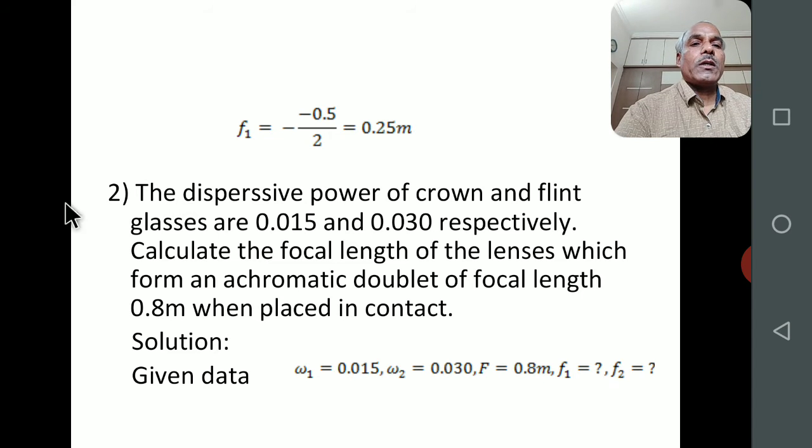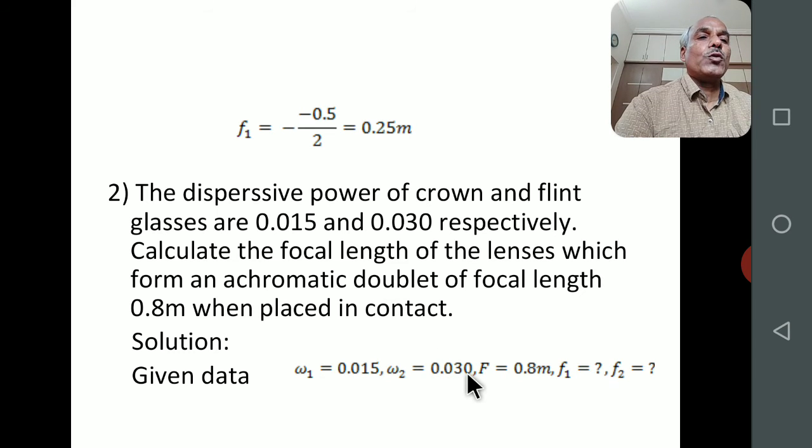The dispersive power of crown and flint glasses are 0.015 and 0.030 respectively. Calculate the focal length of lenses which form an achromatic doublet of focal length 0.8 meter when placed in contact. Again we shall write down what are the given quantities. Omega 1 is 0.015, omega 2 is 0.030, capital F is 0.8 meter, F1 we have to determine, F2 we have to determine.